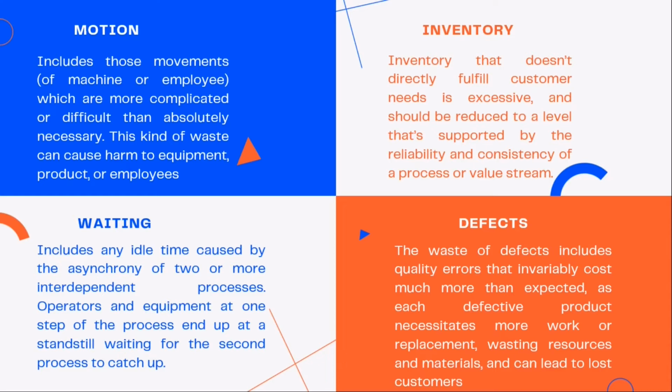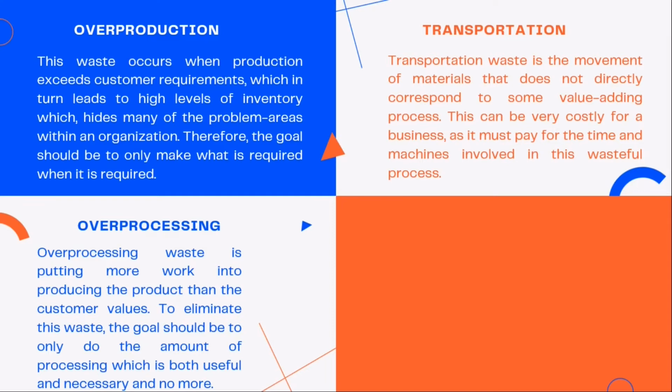The waste of defects includes quality errors that invariably cost much more than expected, as each defective product necessitates more work or replacement, wasting resources and materials, and can lead to lost customers. Next is overproduction. This waste occurs when production exceeds customer requirements, which in turn leads to a high level of inventory, which hides many of the problem areas within an organization. Therefore, the goal should be to only make what is required and when it is required.